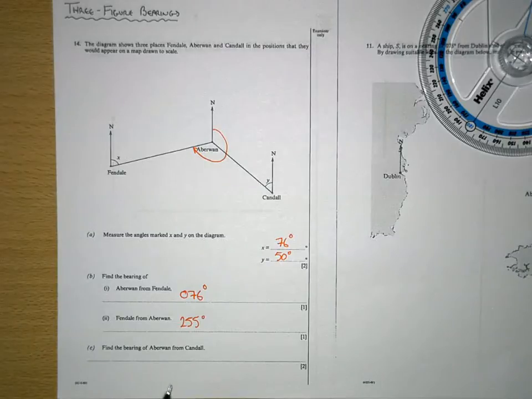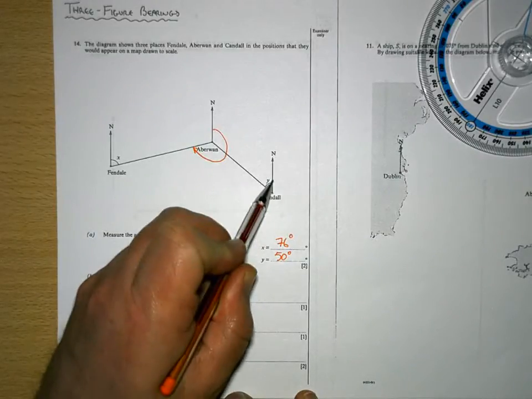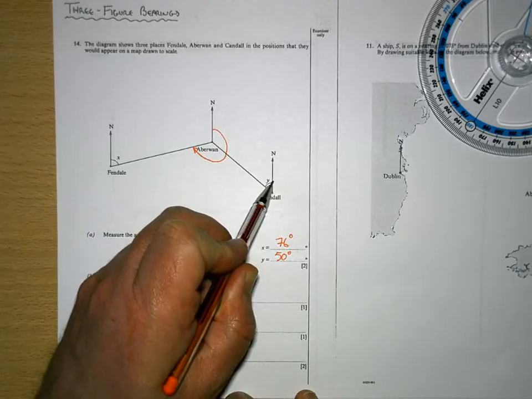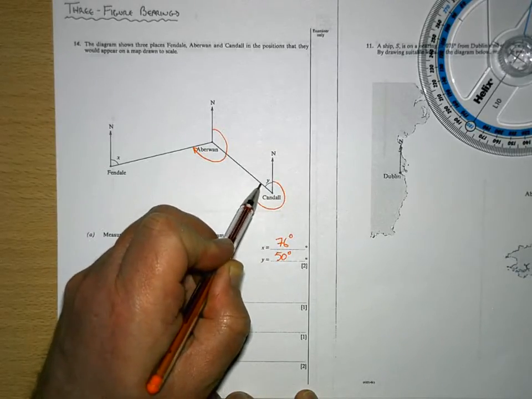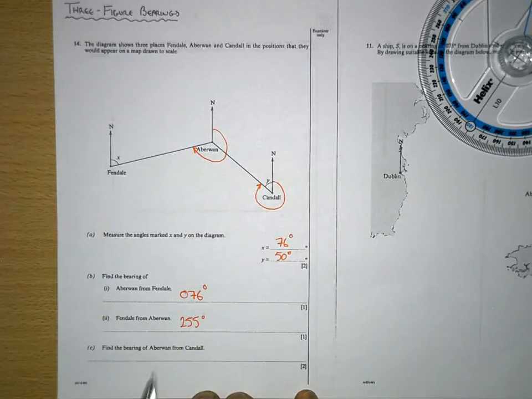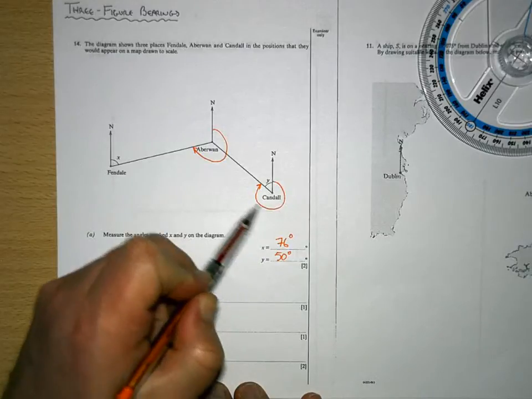And the final question here is the bearing of Aberwan from Candle. So now you're standing at Candle, facing north, and then you're turning in a clockwise direction until your line of sight is pointing at Aberwan. So the angle that we want is this angle here.